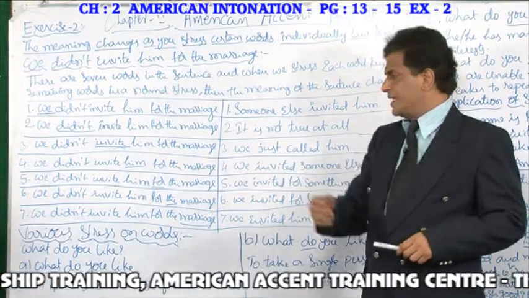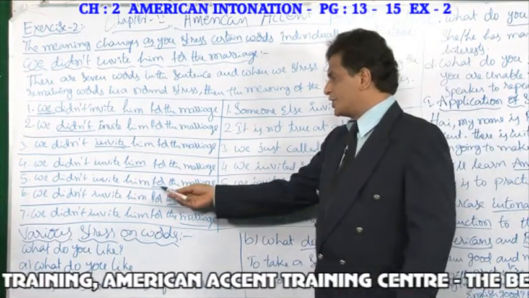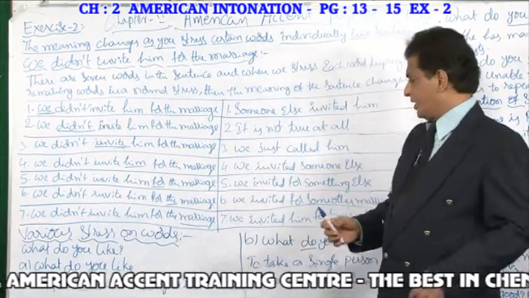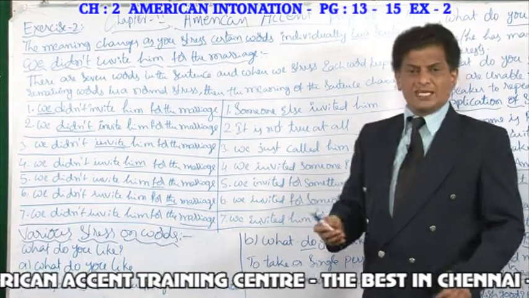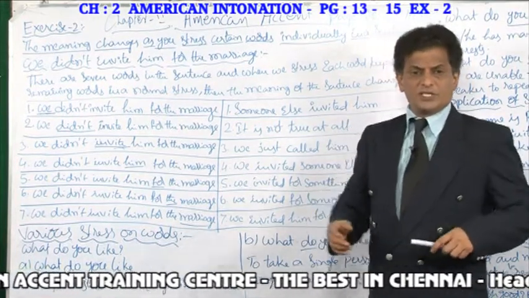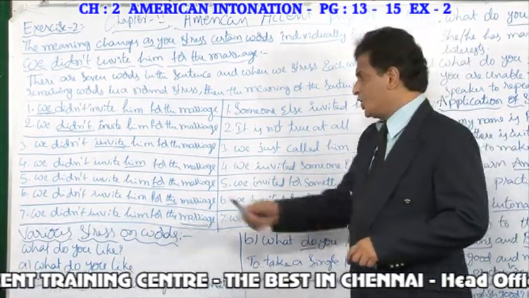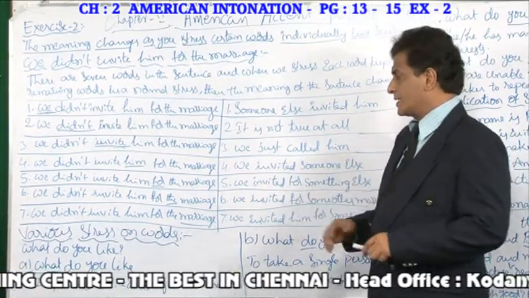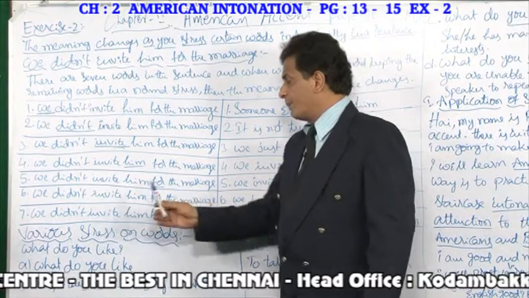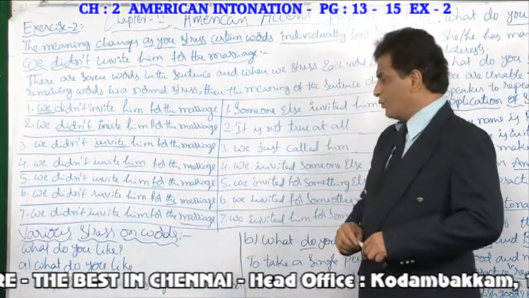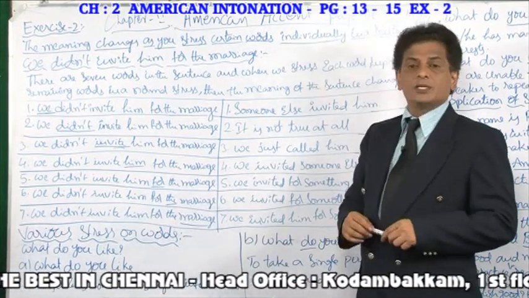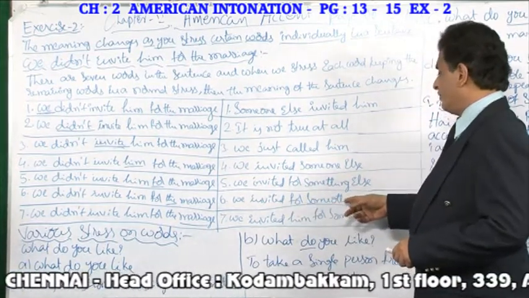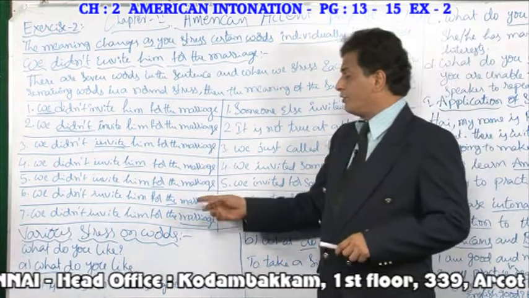We invited somebody else. Suppose if you stress on for, the fifth one, we didn't invite him for the marriage. We invited him for something else, maybe for a housewarming session. So for something else. Suppose if you stress the word the, see here, we didn't invite him for the marriage. Not that marriage, some other marriage. We invited him for some other marriage. We didn't invite him for that marriage.